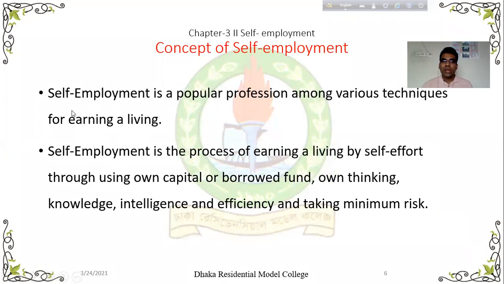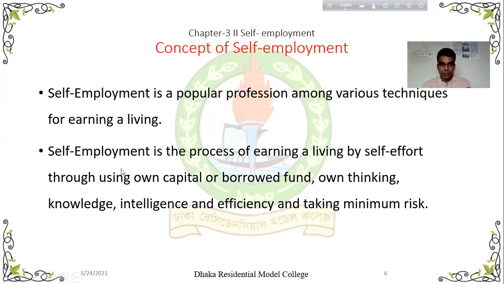Then what is self-employment? Self-employment is a popular profession among various techniques for earning a living. After next slide, we will see what are the techniques. What are the techniques for earning a living? Okay.